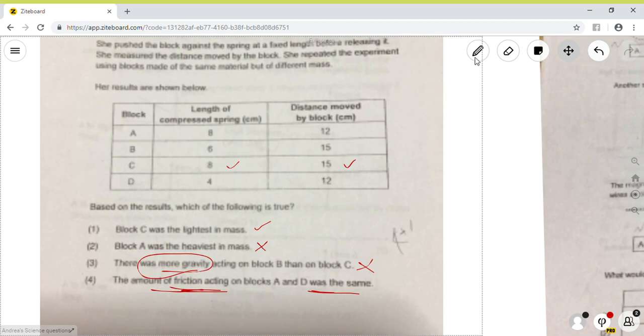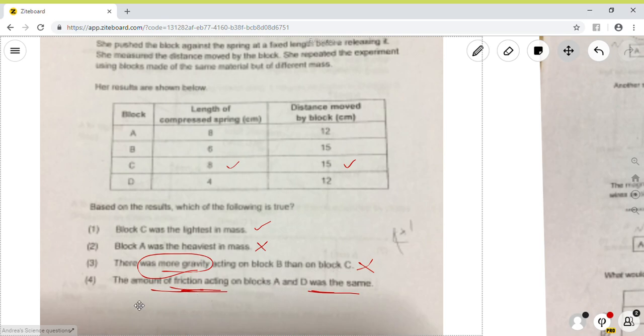It's only when the blocks have the same mass that they weigh the same. This is the gravitational force acting on the block. The gravitational force acting on the block is the same. The weights are different, but they have the same pull of gravity. The gravitational pull is the same. So this one is wrong.